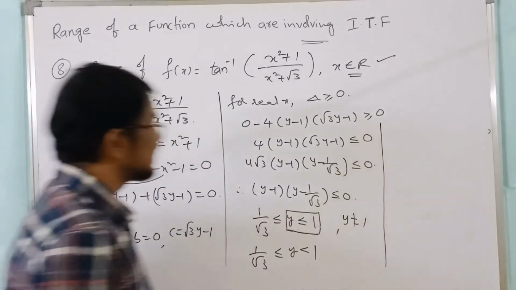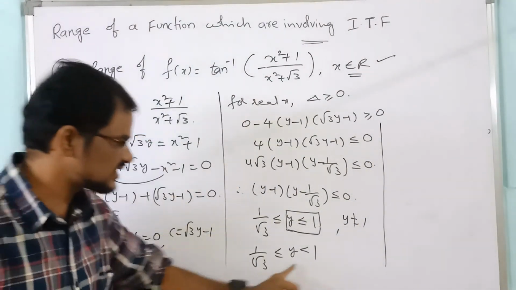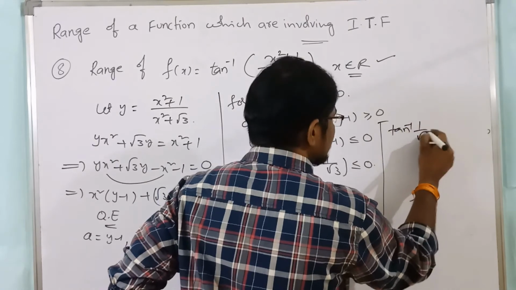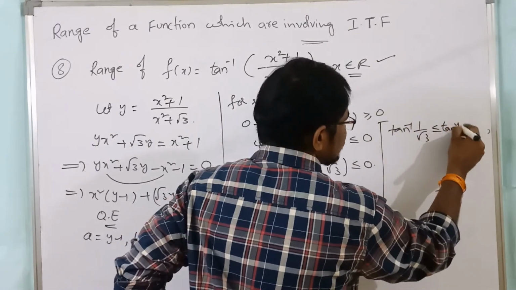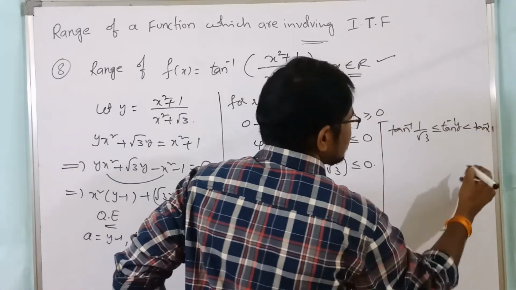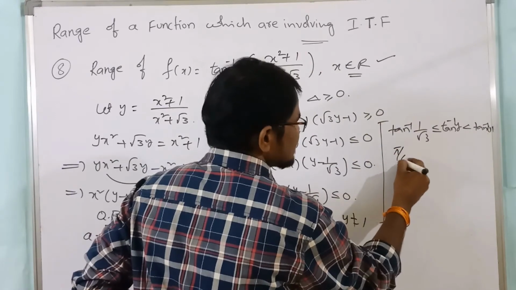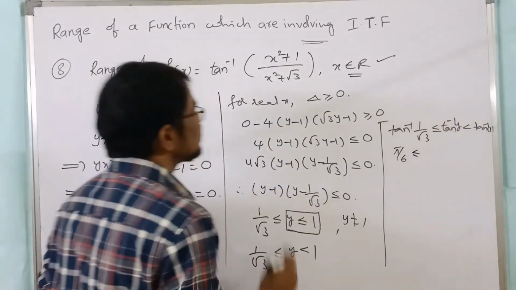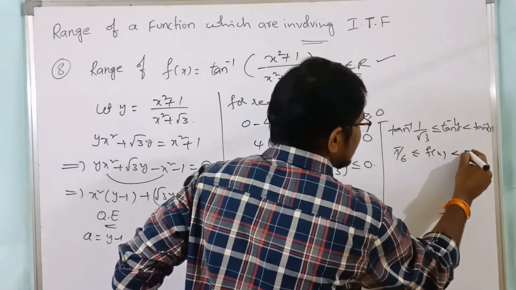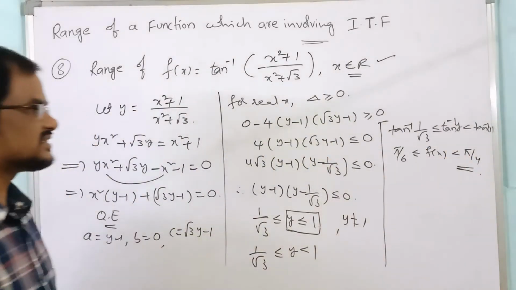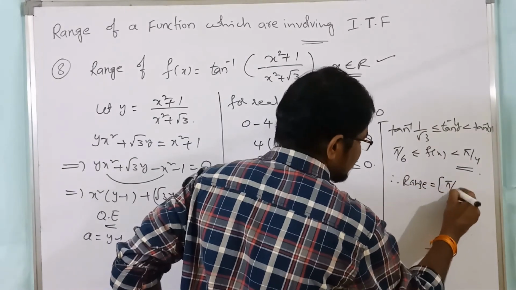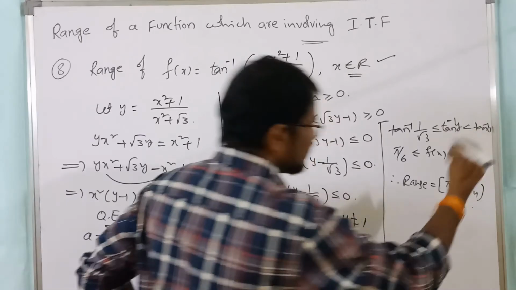For this we have to apply tan inverse. Tan inverse x in this interval is an increasing function. So tan inverse of 1 by root 3 less than or equal to tan inverse of y less than tan inverse of 1. Now this is pi by 6 less than or equal to tan inverse of y, which means f of x, less than pi by 4. Okay, this is our range. So therefore the range of the given function is the closed interval pi by 6 to open interval pi by 4.